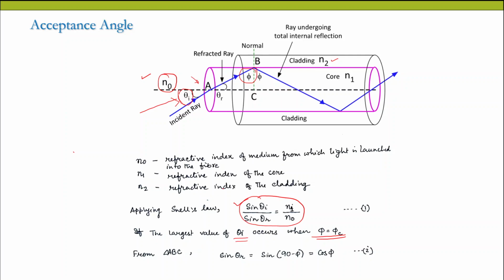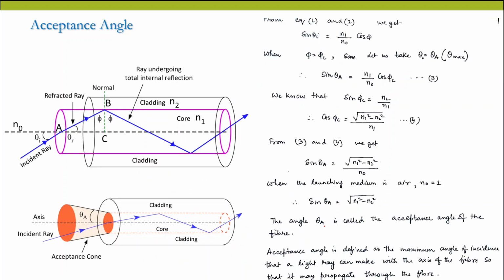For the triangle A, B and C here, sine theta r is equal to sine of 90 minus phi, which is equal to cos phi. So this is equation number 1 and this is equation number 2. Now from these two equations, what do we get?